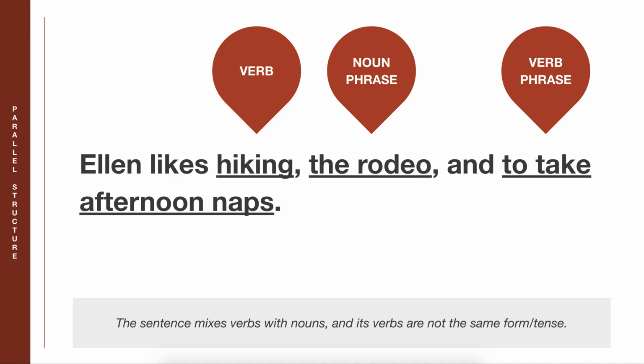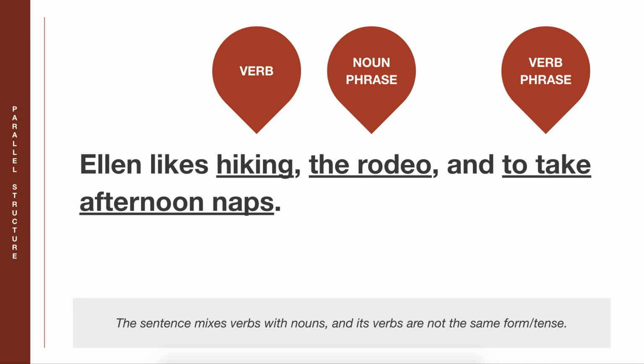And then our last item is to take afternoon naps. And to take is a different form than taking would be. If we said taking afternoon naps, that would then match with hiking. But because we turned it into the infinitive, and that's what it's called when you add a to the beginning, because we said to take instead of taking, now we have a problem. So this example is not parallel.